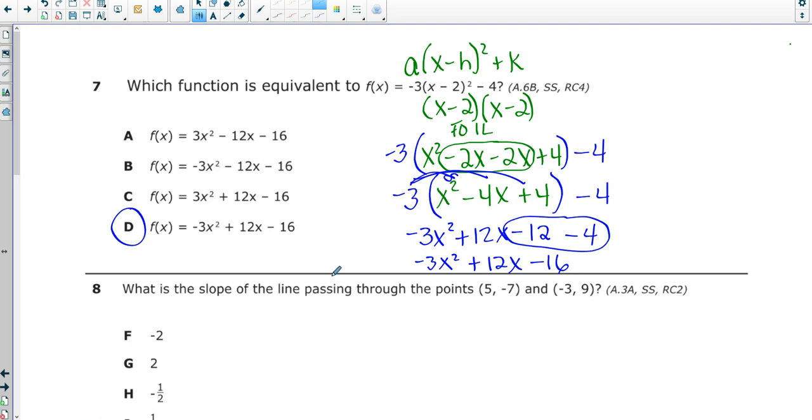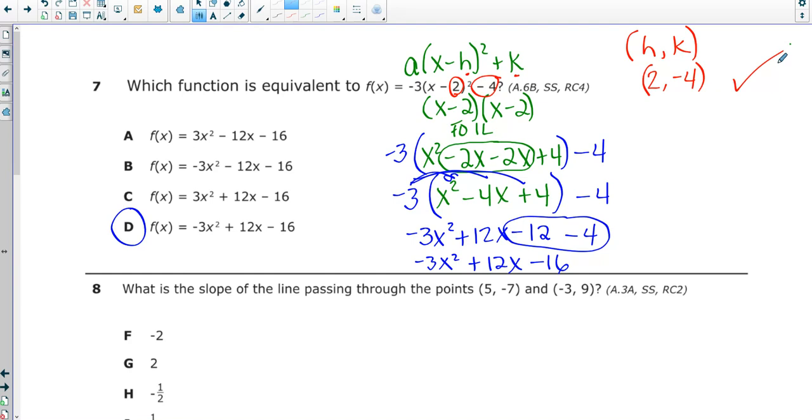Okay. Are there any questions here on number 7? So this was just one way to do it. You didn't have to solve it this way. You could have found the vertex, which is h and k. And in this case, it would have been 2 and -4. This is the vertex. And then if you graph these, you just find out what's the vertex and make sure it matches 2 and -4.